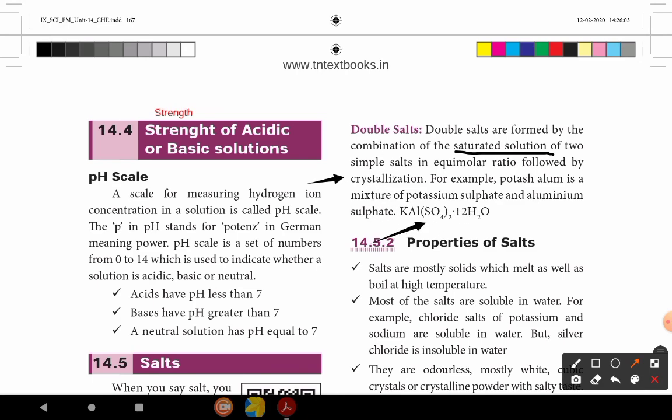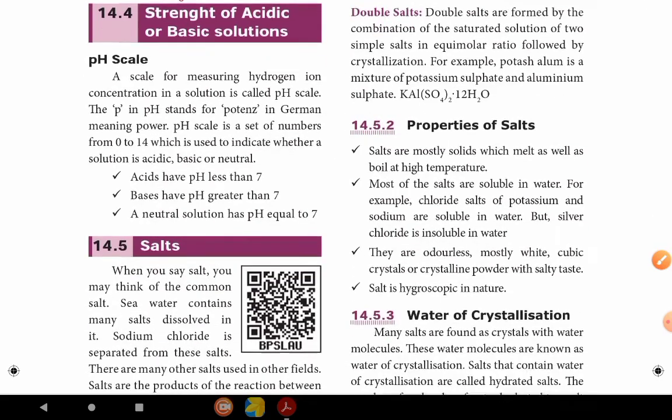This is called a hydrated salt. Water means hydration. This is called water of hydration. How many molecules of water are there? 12 molecules of water. The name of the salt is potash alum and it comes under double salt. Because two salts are combined together to form it, it is called a double salt. That's all. Very simple.